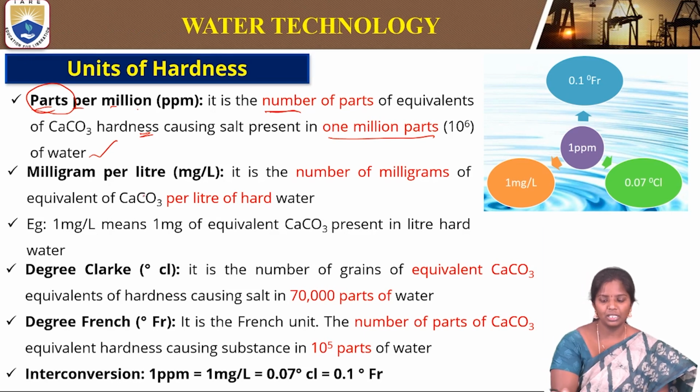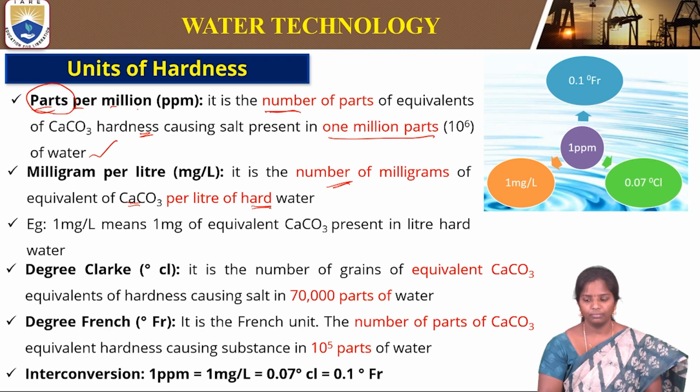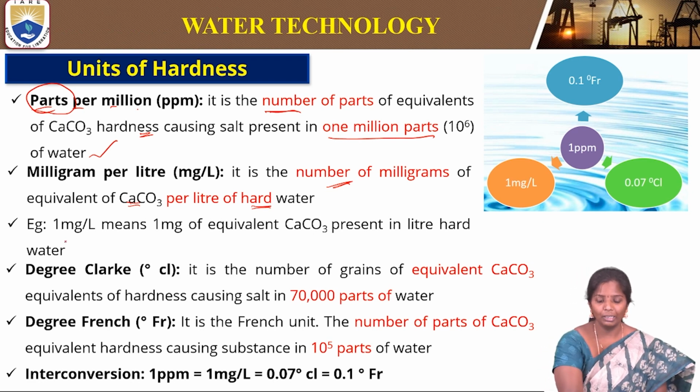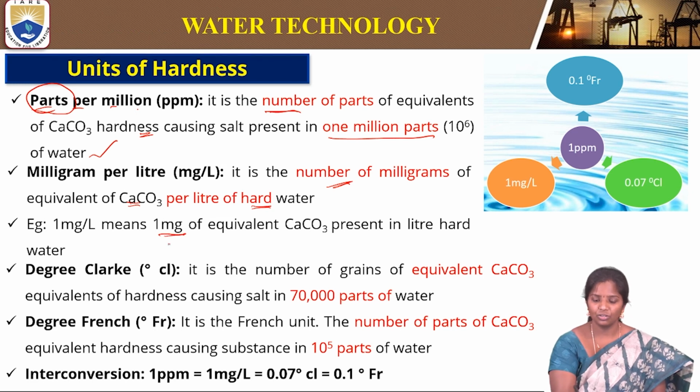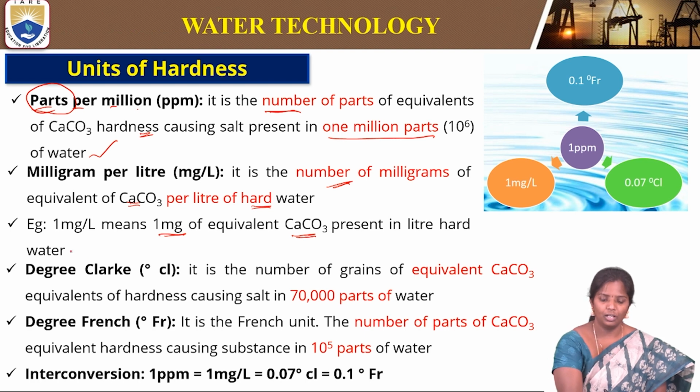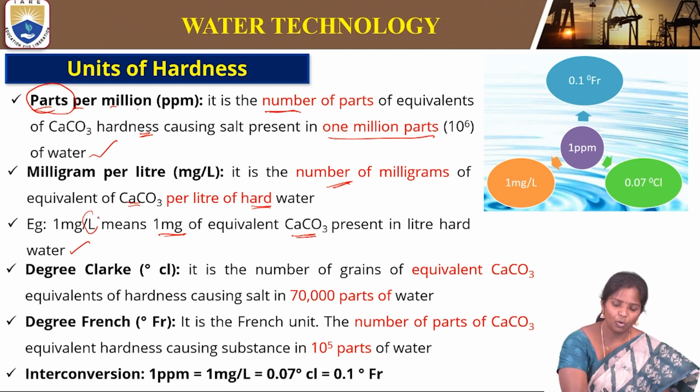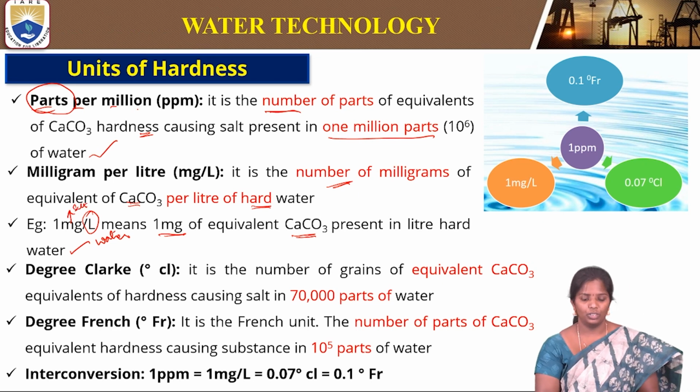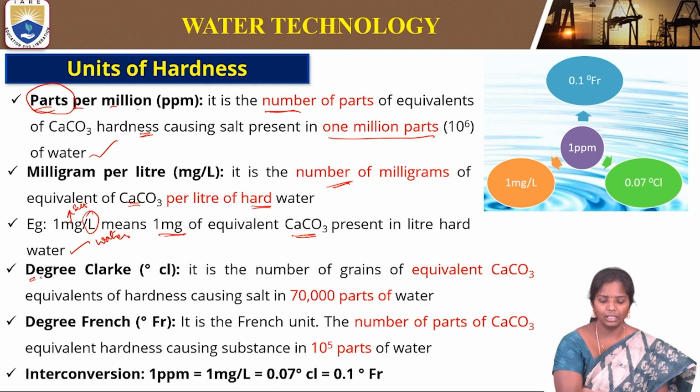Then milligram per liter. So it is the number of milligrams of equivalent of calcium carbonate per liter of hard water. If you see, 1 milligram per liter means 1 milligram of equivalent of calcium carbonate present in a liter of hard water. This is the water, this is the salt or the impurities.